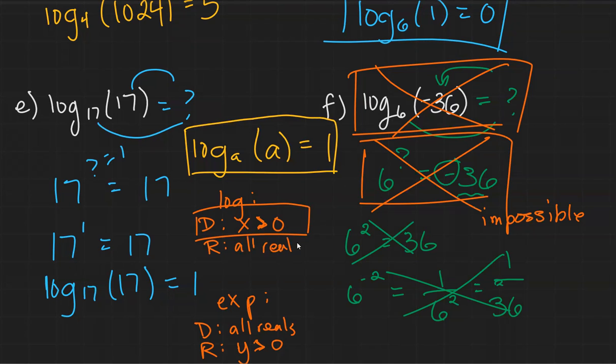Okay, and remember, that's kind of the definition of an inverse function, right? The log is the inverse of the exponential. So the inputs and the outputs switch. Well, that means the domain and the range switch. If my domain is all reals on the exponential, then now the range is all reals on the logarithm. If my range was only positive numbers for my exponential, now my domain is only positive numbers for my log.